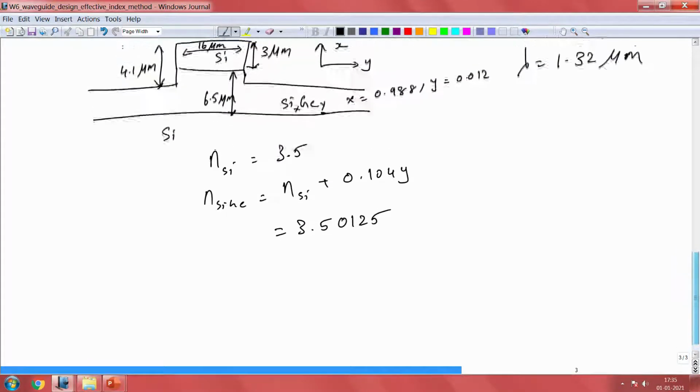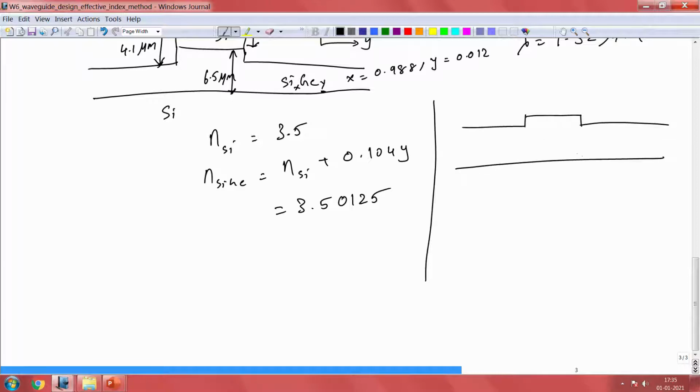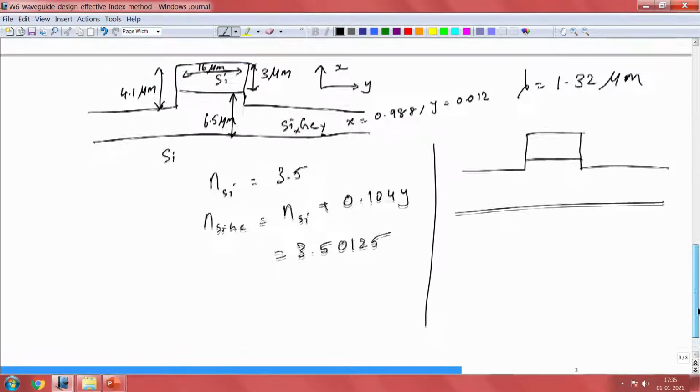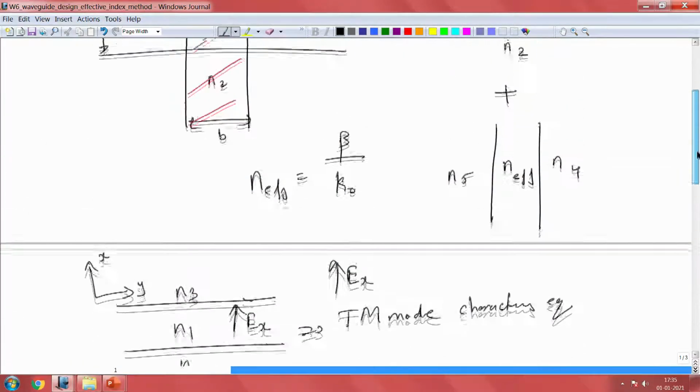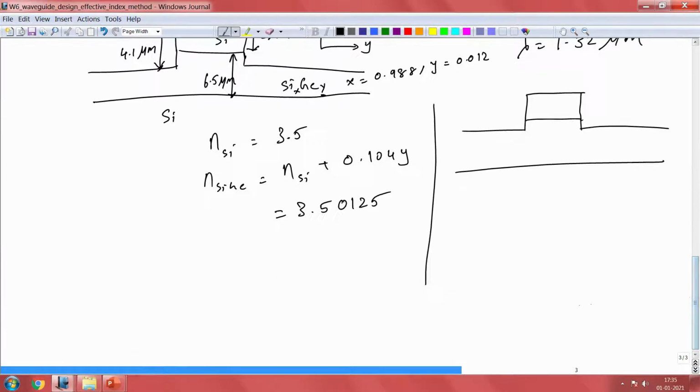So, now we need to decompose this whole ridge structure, right. So, let us try to deconstruct that. So, we have, let me do it here. So, we have a structure like this. Okay. So, what is the first step in the effective index method? We have to stretch it out or we have to segregate it into different slab sections, right. So, let us divide it into 3 slab sections now.